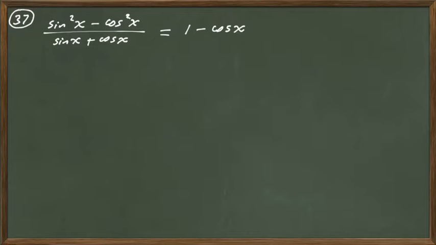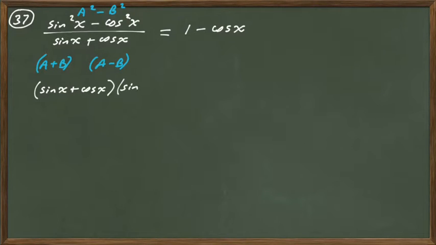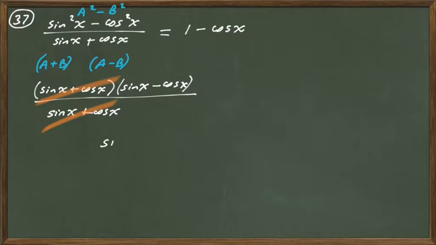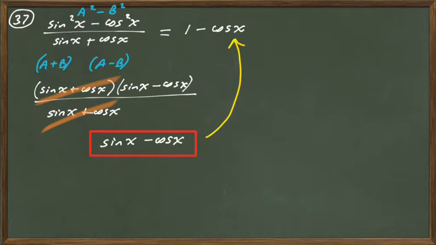Okay, this is 37, significantly easier than the previous one. This is a squared minus b squared. That'll factor into a plus b times a minus b. In other words, the difference of squares. So this will be sine x plus cosine of x times sine x minus cosine of x, all divided by sine x plus cosine of x. These two could divide out, leaving me the answer that they want us to get.